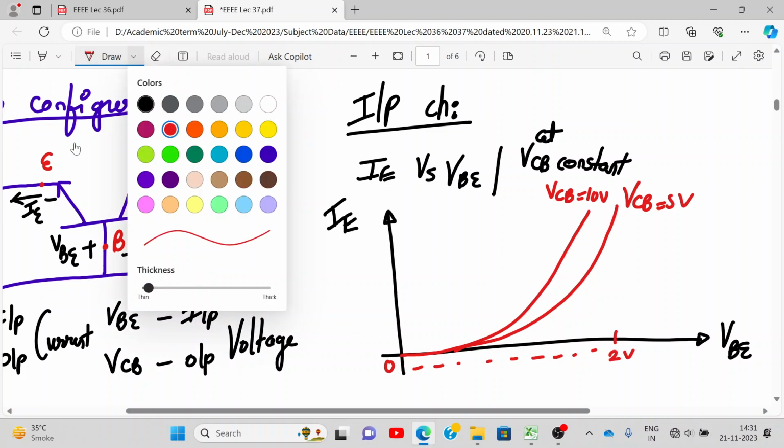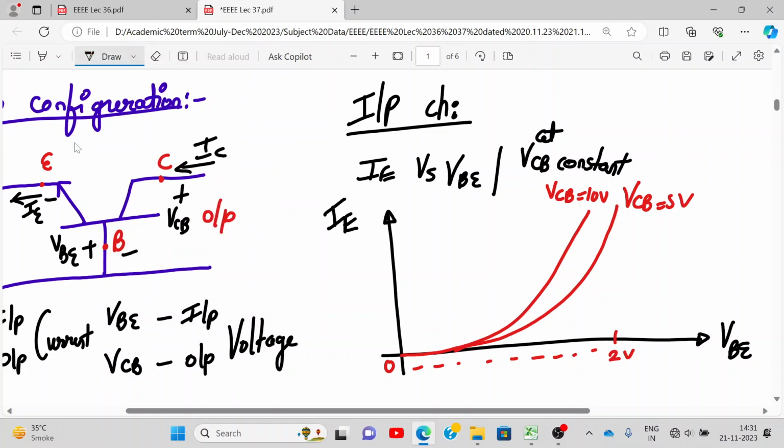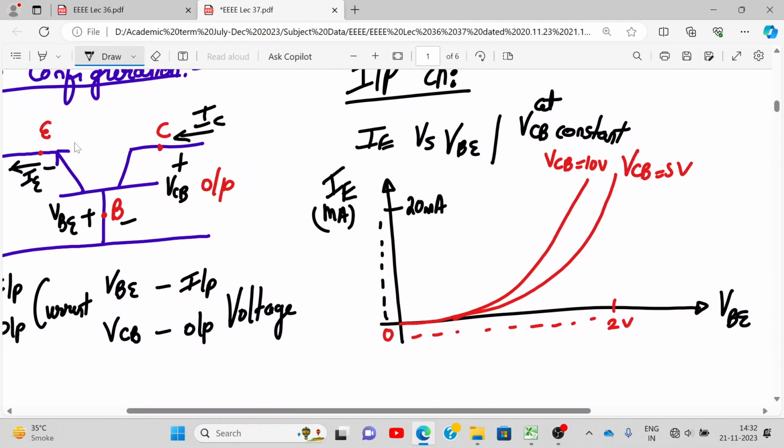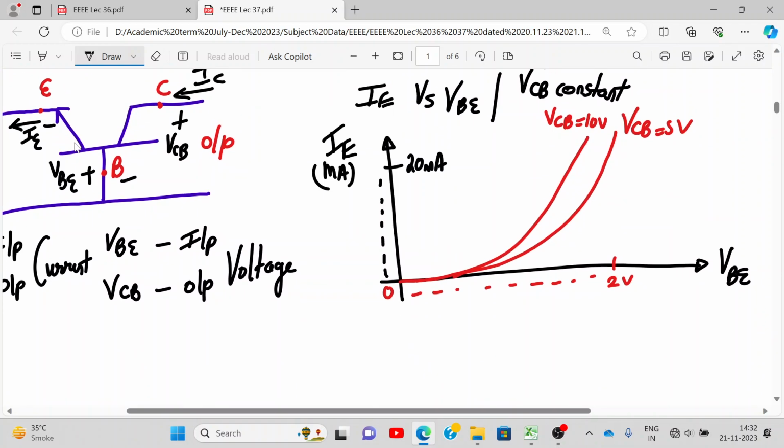IE will be in milliamperes or microamperes. Can anyone tell me? IE is the highest current, so it will be in milliamperes. So maybe around, let's say, 20 milliamperes, 0 to 20. That's the difference. In input characteristics of common emitter, IB was in microamperes. Here it is milliamperes. So it will increase exponentially. Are you understanding how to draw the characteristics? What will be on the x-axis and y-axis? IE versus VB.